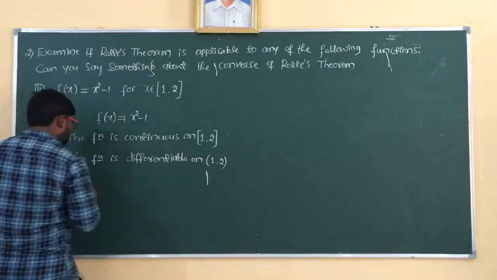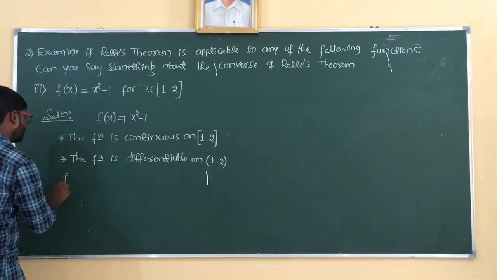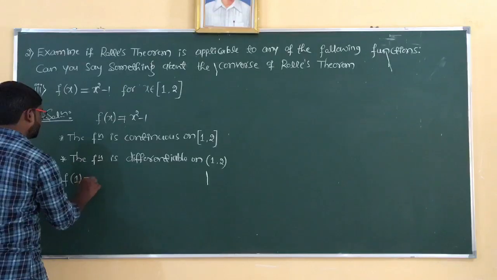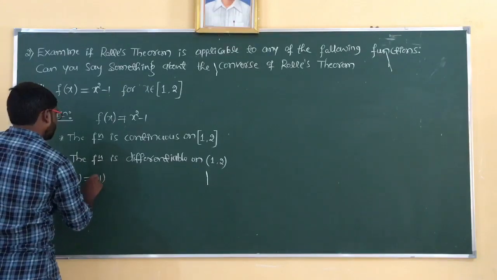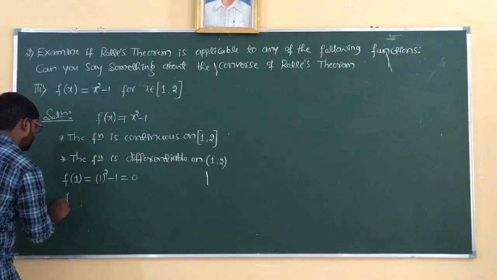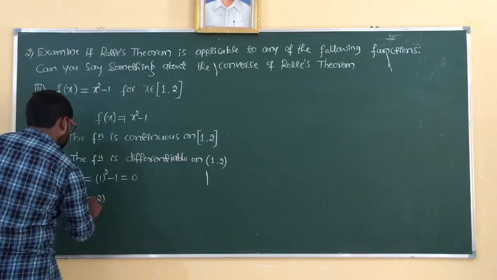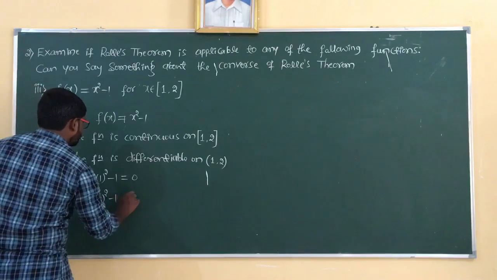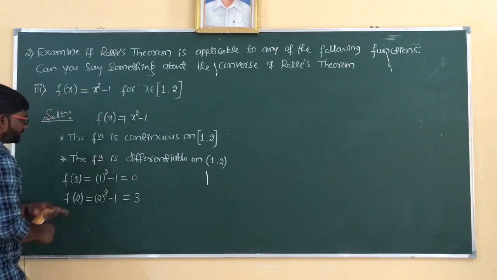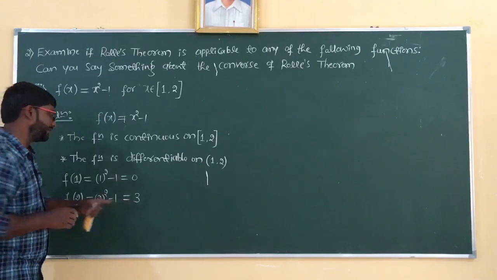So now we have to check whether f of a is equal to f of b or not. So I will go for f of a, that is f of 1, which is equal to 1 square minus 1, which is 0. Then f of 2 is equal to 2 square minus 1. 2 square is 4, 4 minus 1 is 3. So here f of a is not equal to f of b, therefore Rolle's theorem is not applicable.